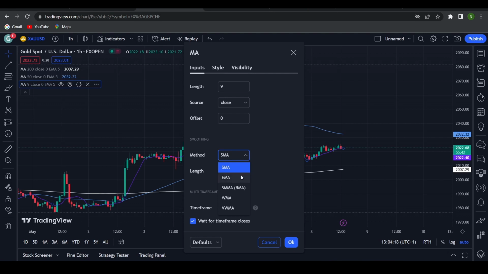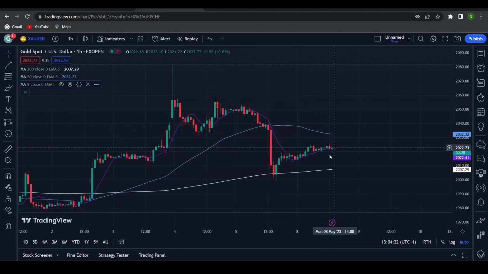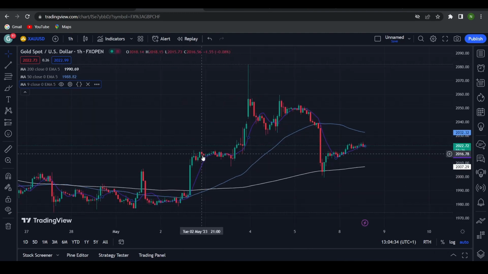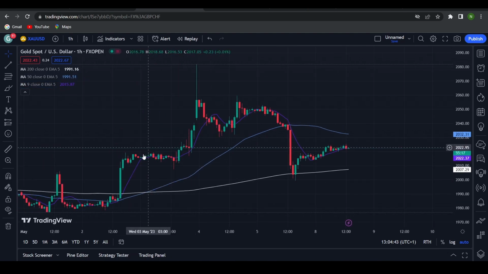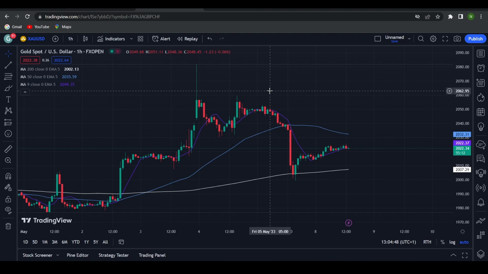But instead, I want to be using, and I usually use the EMA, which is the exponential moving average. And the key difference between these two is that the EMA will give more weight to recent prices. So it will give more weight to what is happening right now in the market instead of what was happening 200 hours before. So that is why I prefer the EMA. Anyway, this is why I think the moving average is the best indicator to use and the most useful one.